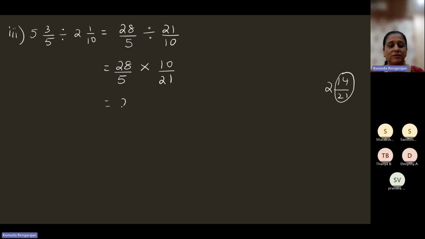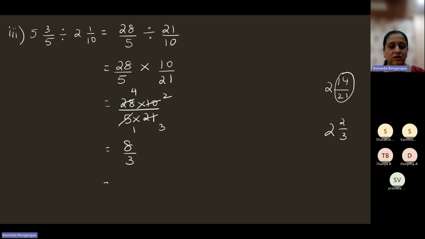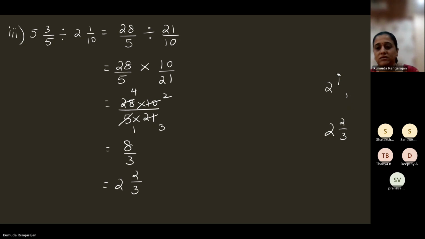Yes, ma'am. Now, multiply the numerators, multiply the denominators. Ma'am, I got the answer. Is it 2 by 3? Okay, let's see. 5 ones are 5, 2 threes are 6, in the table of 7... 8 by 3, 2 by 3. Correct. All of you got this? Yes, ma'am.